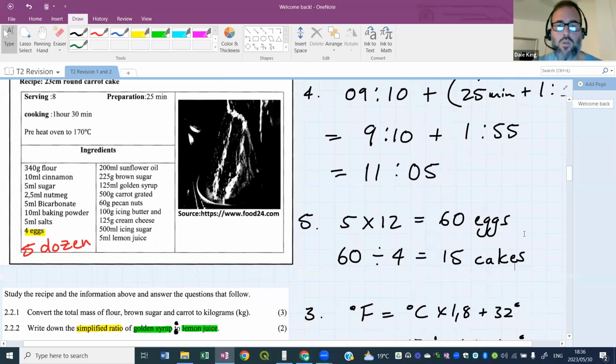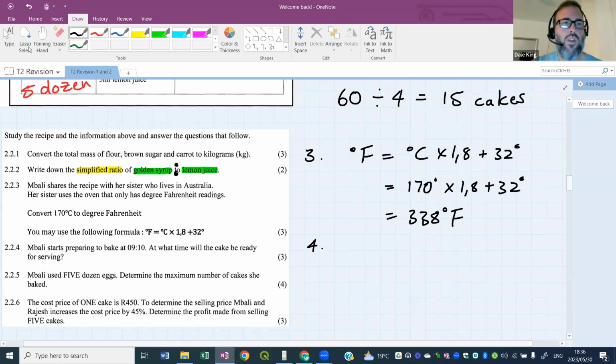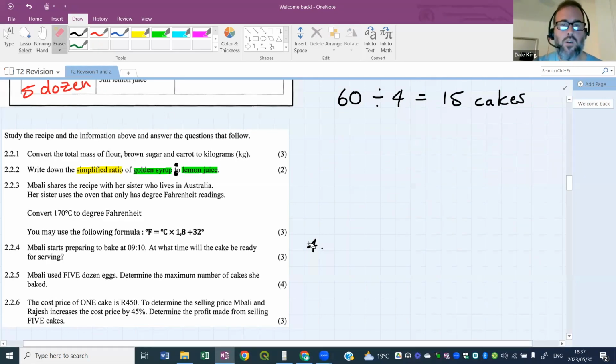All right, we're going to move on to question 6. We're flying through this one. I'm going to take away question 3, so we've got space for question 6. All right, you guys should start reading question 6. It says, the cost price of one cake is 450 Rand. To determine the selling price, Mbali and Rajesh increase the cost price by 45%. Determine the profit. Now, this is a grade 11 type question. Okay, grade 10s, you're welcome to give it a go. But grade 11s, you guys should be looking at this one.